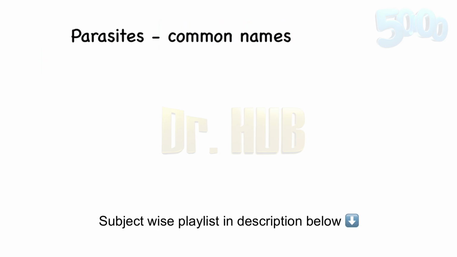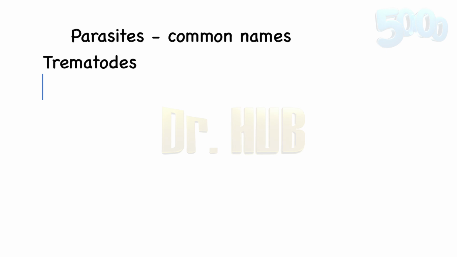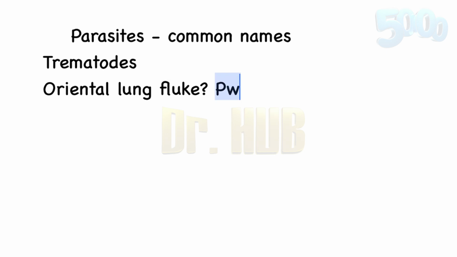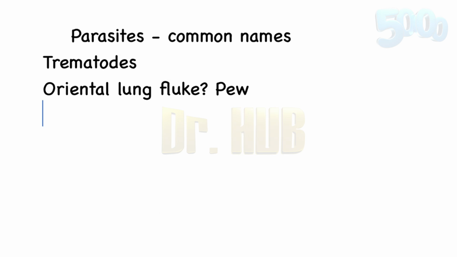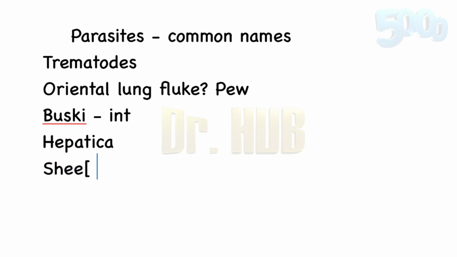Let's look at some common names of some important parasites. The first heading is the trematodes. Under trematodes, the common name of Paragonimus westermanni is the oriental lung fluke. Then Fasciolopsis buski is a giant intestinal fluke. Fasciola hepatica is the sheep liver fluke.